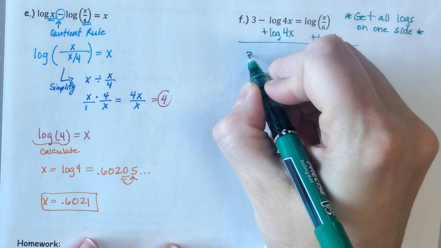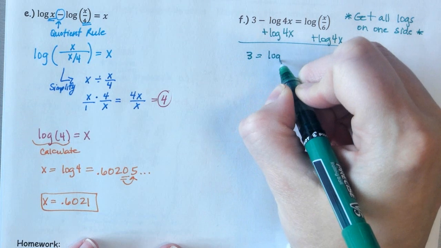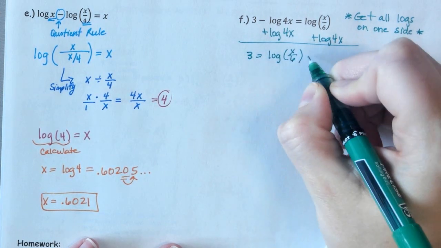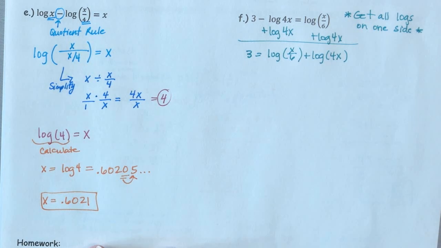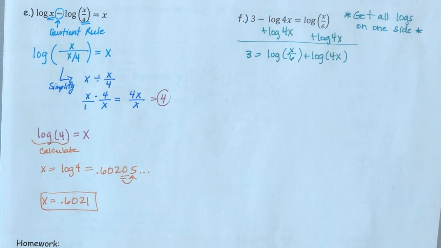Then you have the 3 by itself, and then you have the log of x over 6 plus the log of 4x. And now you can use your special rules. Okay, so I'm going to give you a minute to simplify with your special rule.